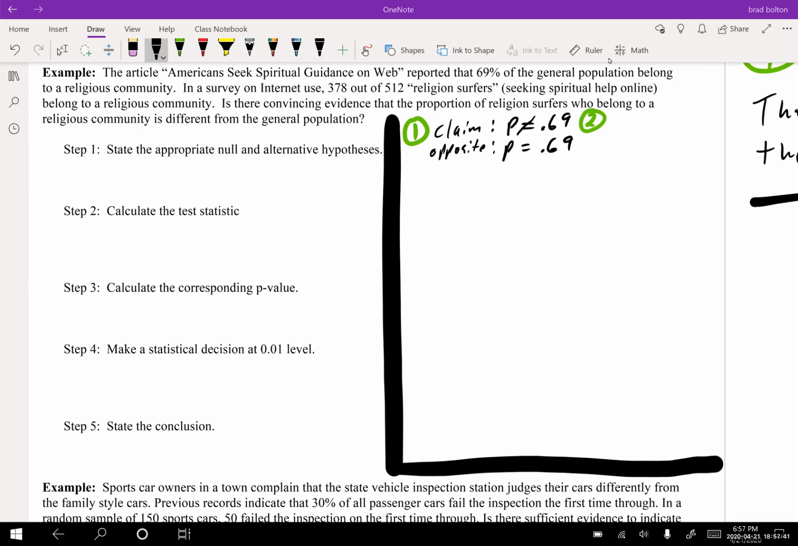For this one, I'm going to actually show you guys how you can use the calculator. If you were in the meeting we did today, we did this problem without the calculator, just doing it by hand. So now I want to show you guys that you can use the calculator for your test statistic. So I'm going to go into step 2.